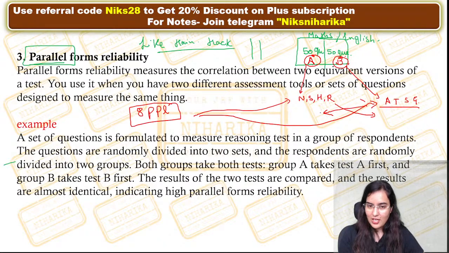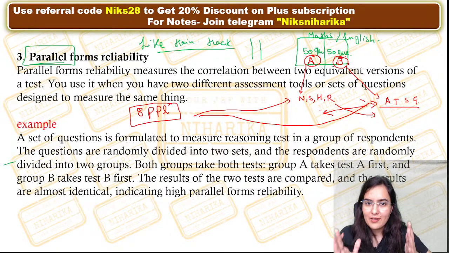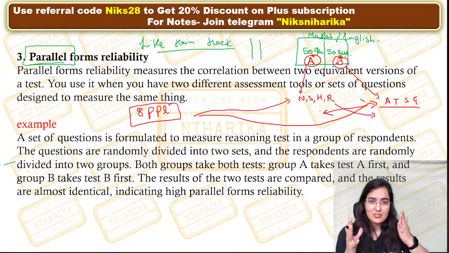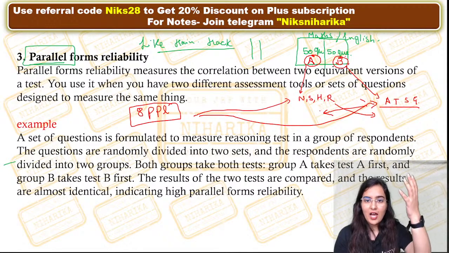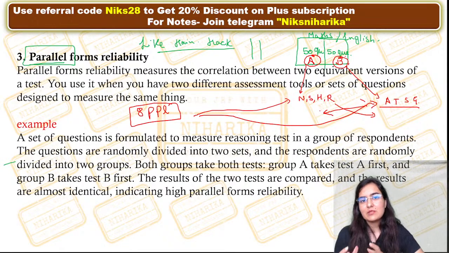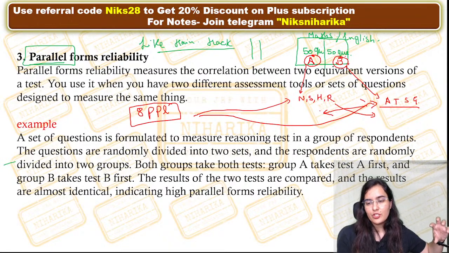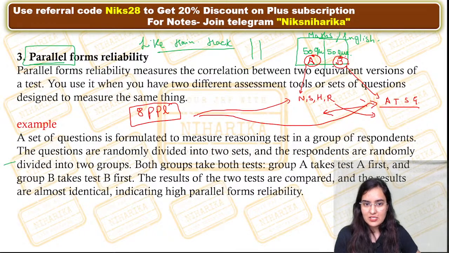Why do we do this? To find the parallelity. That means there is consistency, nothing hard, nothing easy, everything is parallel. In group A set of questions and group B set of questions, it is parallel.